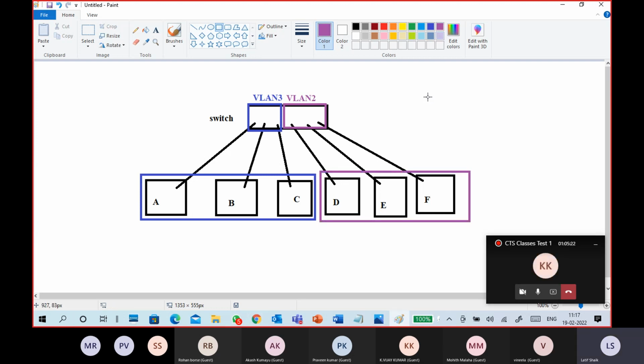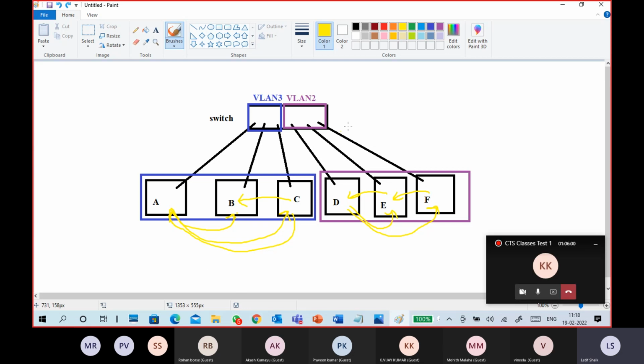VLAN 3. Okay, so VLAN 2, VLAN 3. Here it is. Now what happened? Again, A is able to communicate with B. A is able to communicate with C. B can communicate with A. C can communicate with D. D can send a packet to E. D can send a packet to F. F to E, E to D, D to E, F to D. Okay, communication is there.